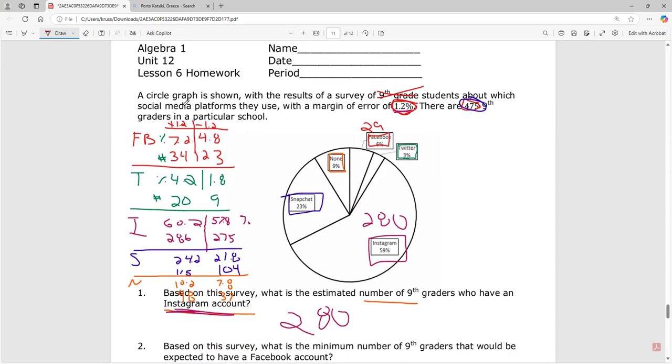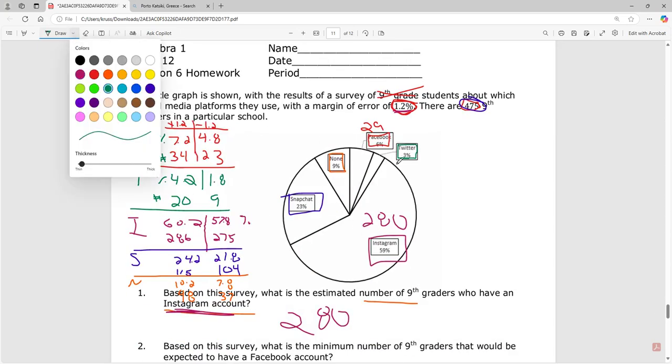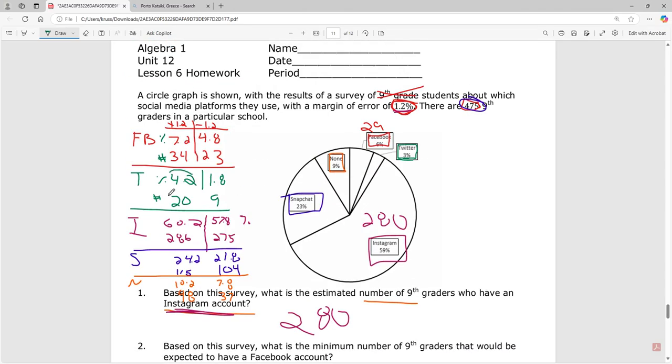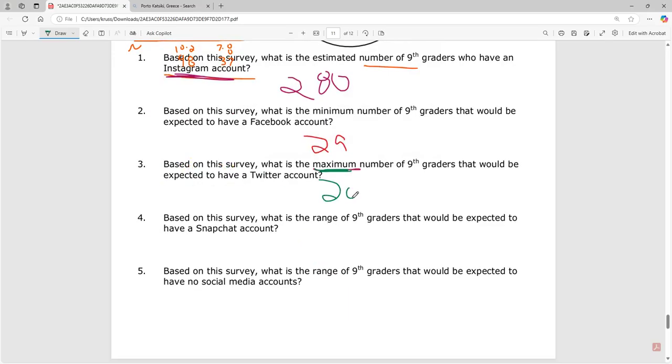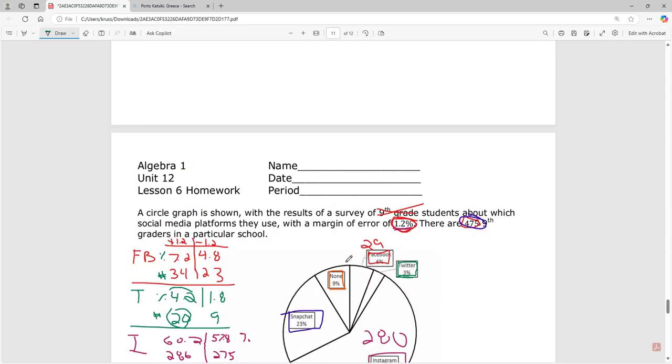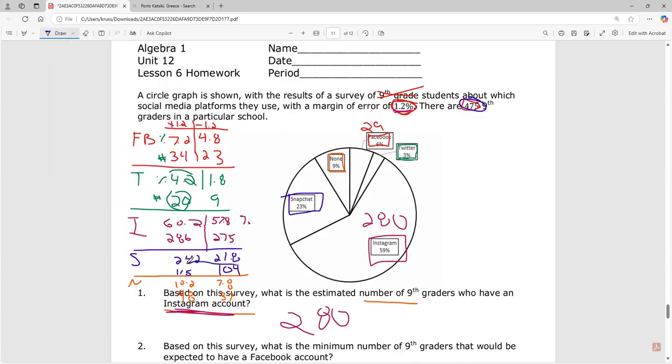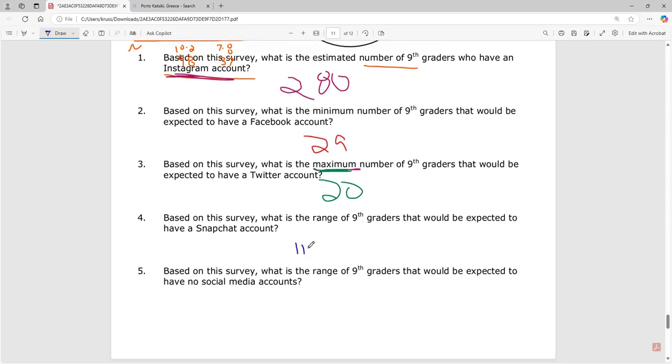All right. What is the maximum number for Twitter? Twitter was green. Maximum for Twitter. That means Twitter maximum is 20. What is the range for Snapchat? Snapchat was blue. The range for Snapchat was 115 to 104. You could put it the opposite way. Let's do 104 to 115. Okay. Let's see what else.